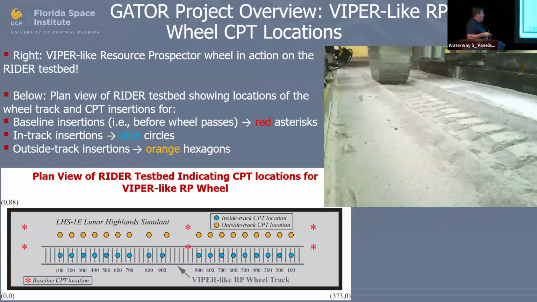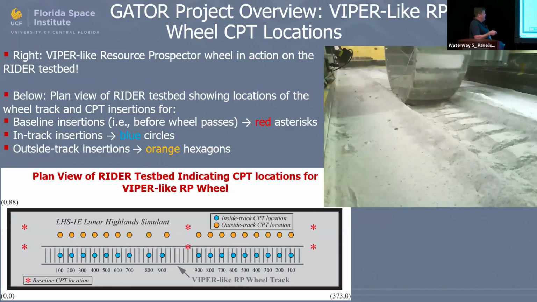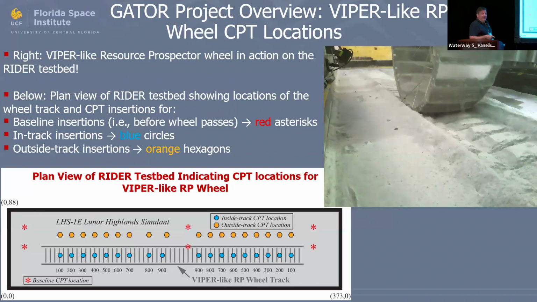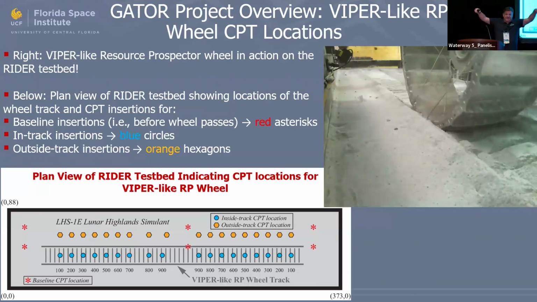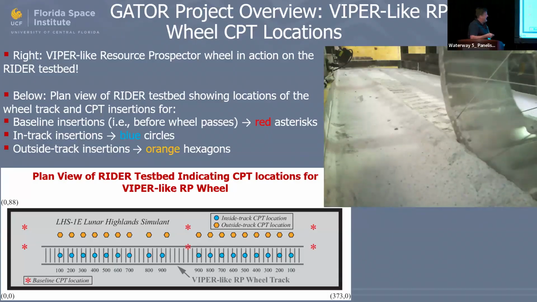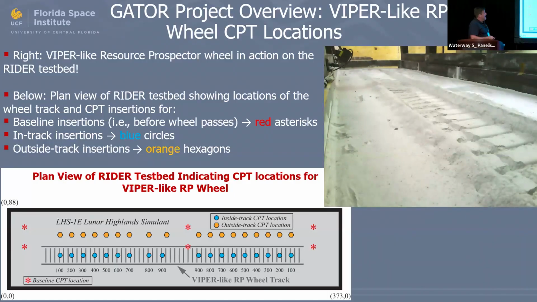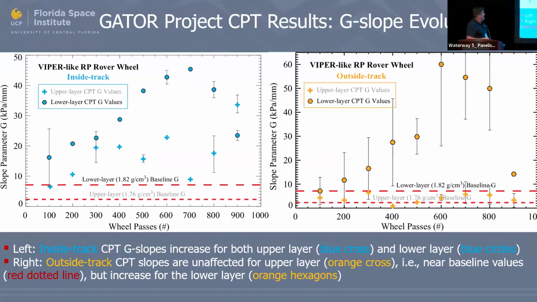And here's a map view of the simulant bed with my insertions. The red asterisk is the baseline, that means before any wheel passes. The blue are in track after every 100 passes, working in from the ends in duplicate, and the orange show the outside track in the same pattern. And so let me move on here.